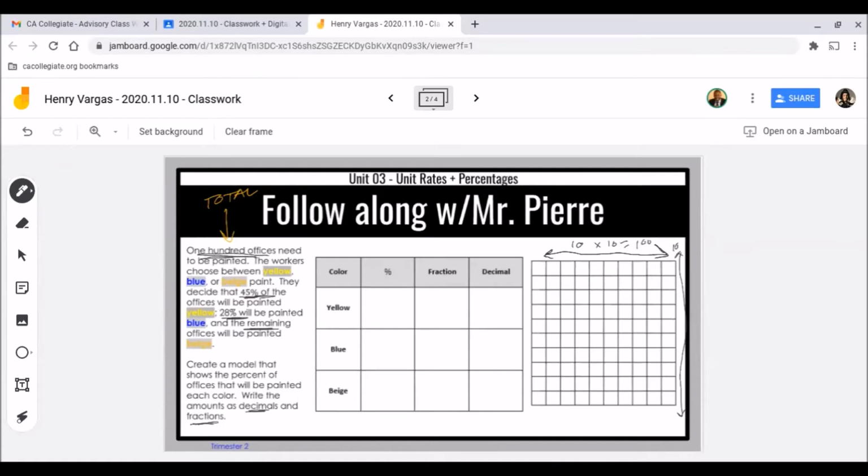All right, so we're told that 45% is yellow. So I'm going to write 45% here. We also are told that 28% is blue. So I'm going to write 28% here. And I'm also going to write a note to myself: 45% just means what? Well, percent means out of 100. So this must mean 45 of 100, or 45 out of 100. And 28% means 28 out of 100.